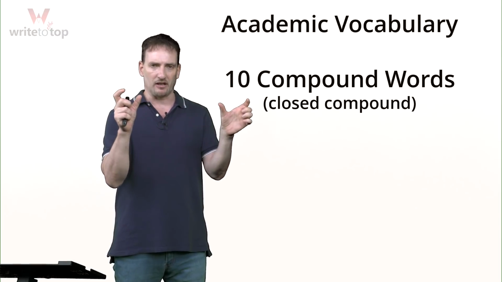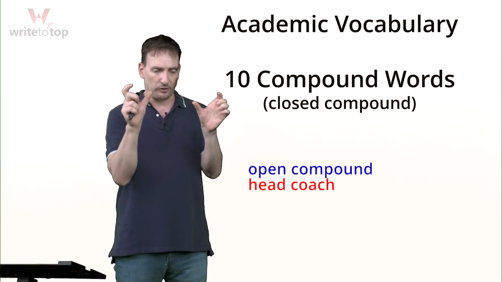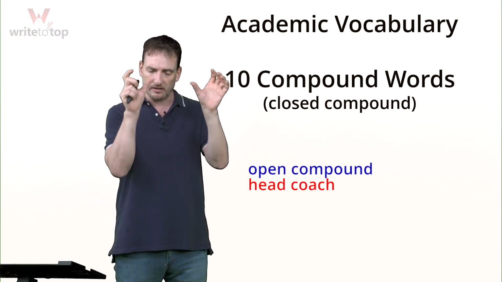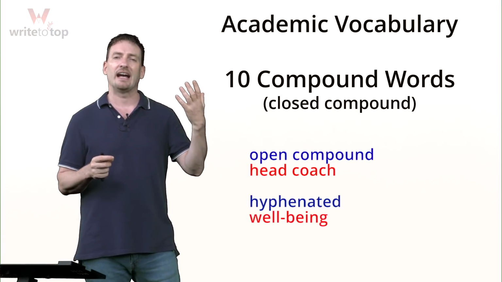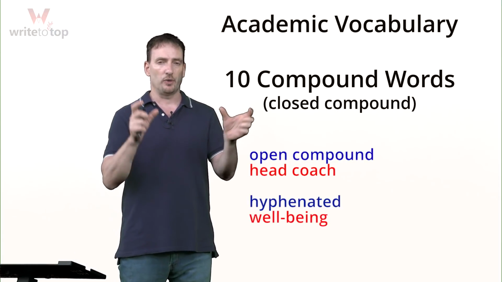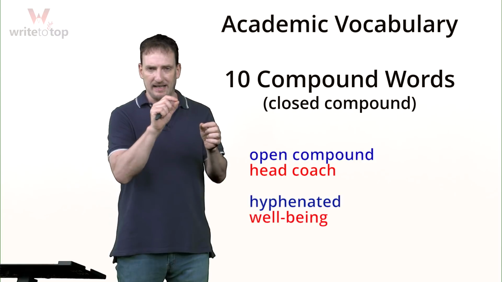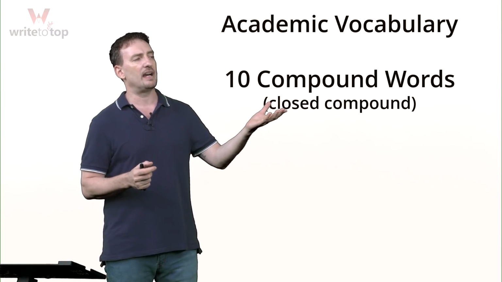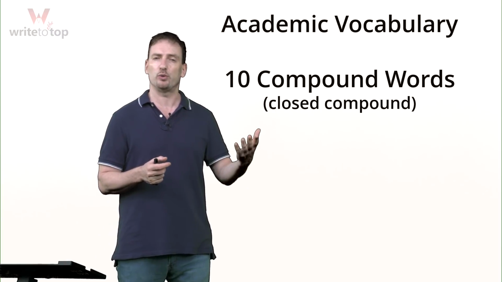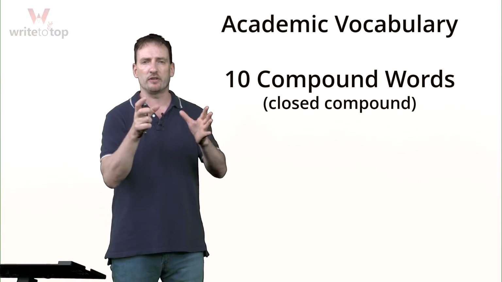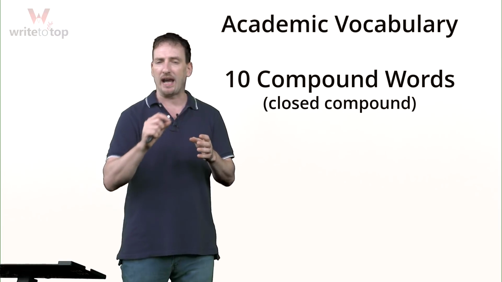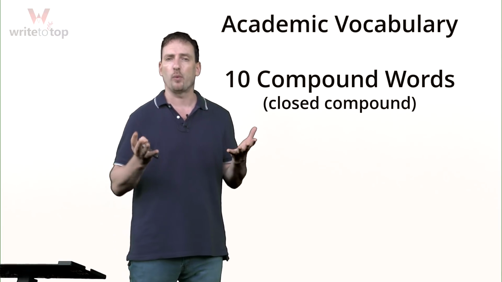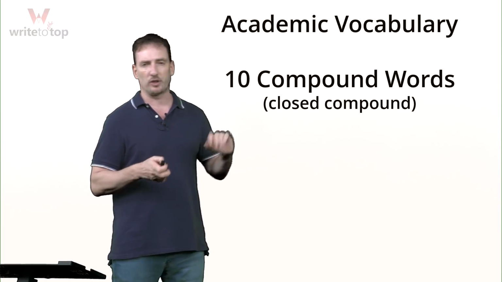There are the types that are open, which basically means the two words are separated. They're two individual words, but they're working together. Then there's the hyphenated compound. We have two words joined together by a hyphen. And then the third type is the closed compound, where the two words are squeezed together. There's no space between them. There's no hyphen between them. They look like one single word. And that's what we're going to look at today.